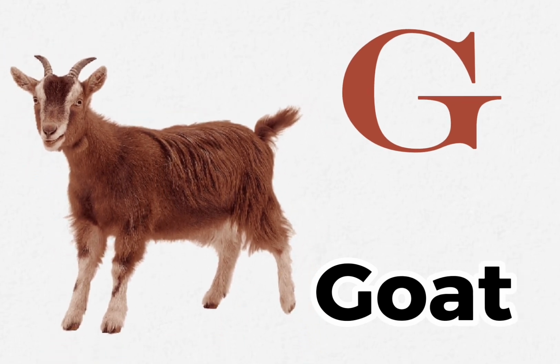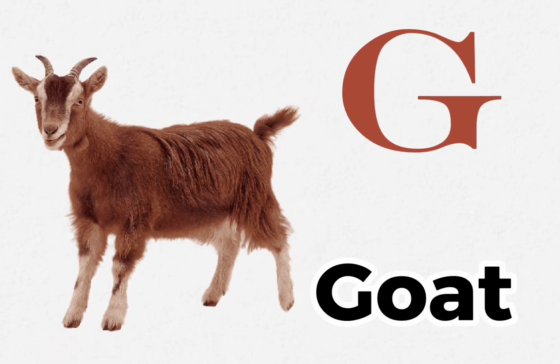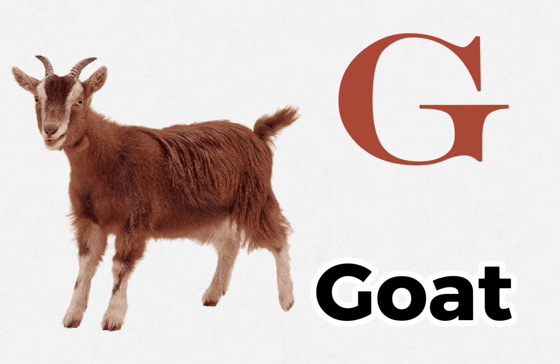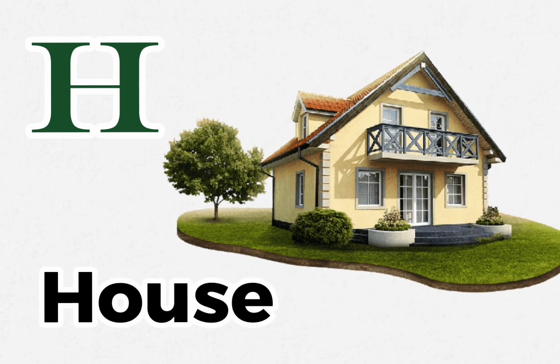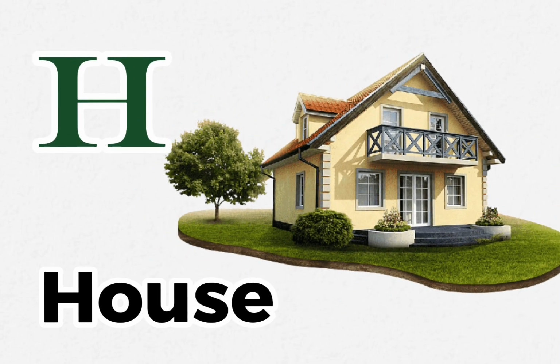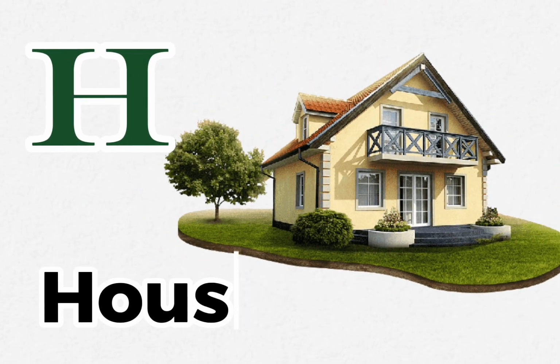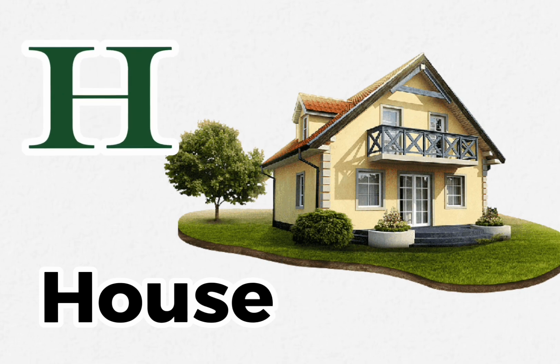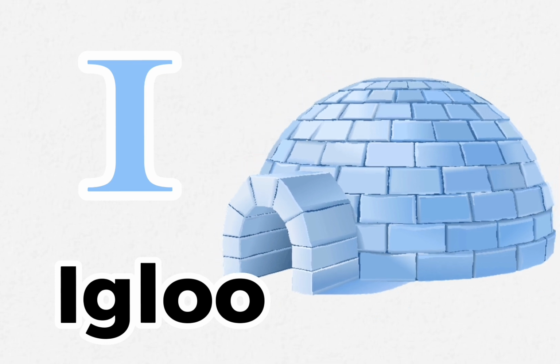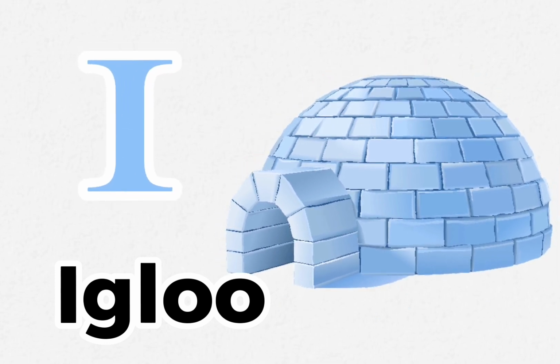G for goat. G is for goat. G, G, goat. H is for house. H is for house. H, H, house. I is for igloo. I for igloo. I, I, igloo.